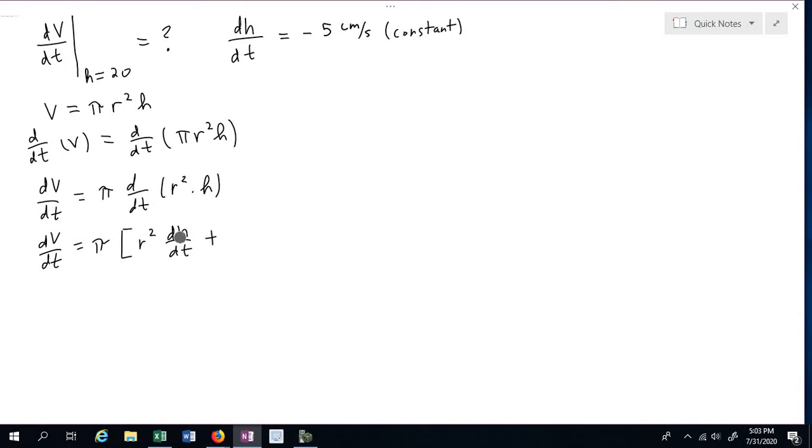Okay, so that's the first times the derivative of the second, plus the second function, which is h, times the derivative of the first function, which is r squared, so the derivative of r squared with respect to time, right? So we have to find that derivative. Now I'm going to find this derivative on the side, because it's kind of unique.